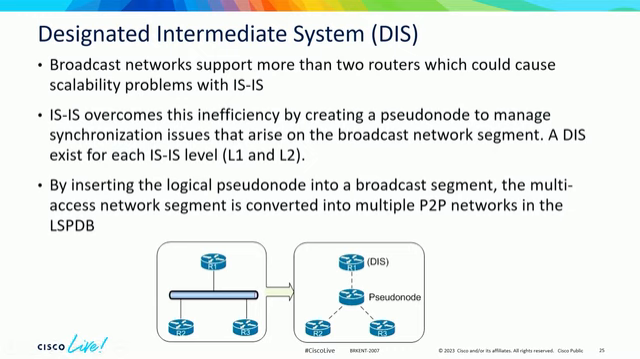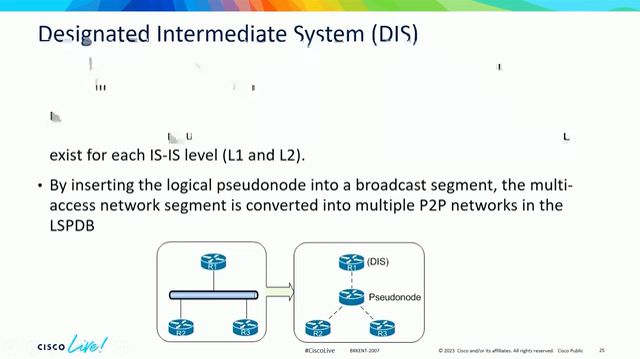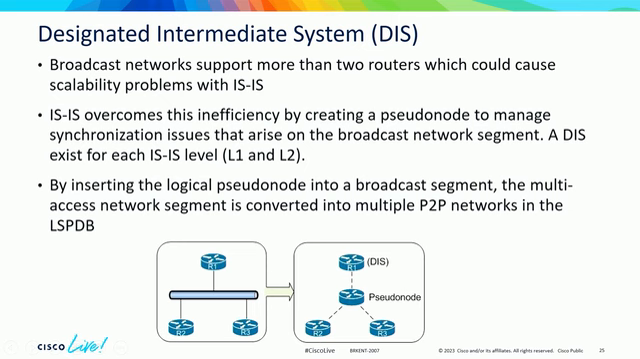So one of the things you can do to optimize your network is, if you've got a simple point-to-point using Ethernet, just convert it to point-to-point so you don't have to maintain that DIS. And I believe we'll get into the synchronization process within that.